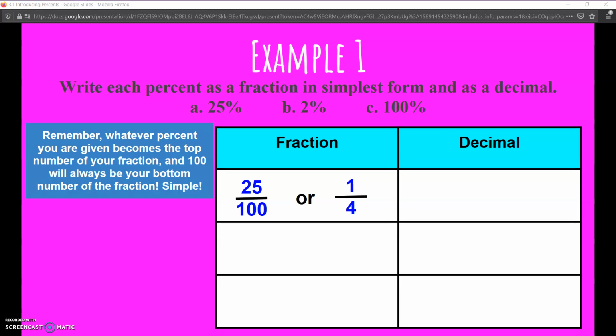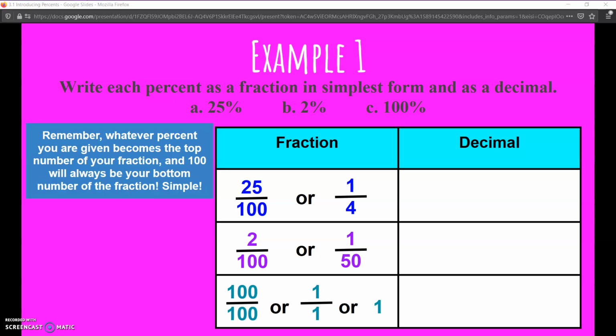To write it as a decimal, we'll take 1/4 and write that as a decimal. So we'll get there in a second. 2% is 2 over 100, which when simplified gets us 1/50. And 100% is 100 over 100, which becomes 1 over 1, or just 1.